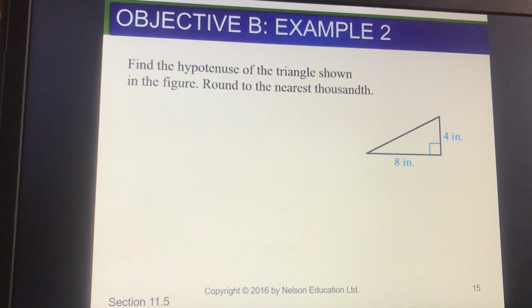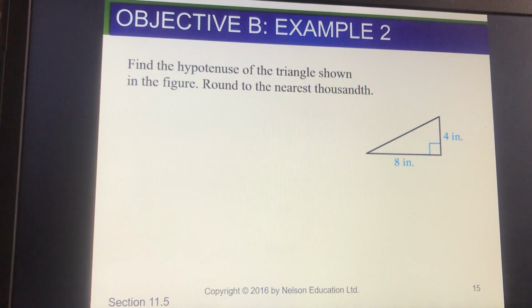Find the hypotenuse of this triangle shown here. What are you going to do? I'm going to calculate 4 to the power of 2. What is 4 times 4? 16. So write 16 down here. What is 8 times 8? 64. Add 64 and 16. What is 64 plus 16? That's 80.